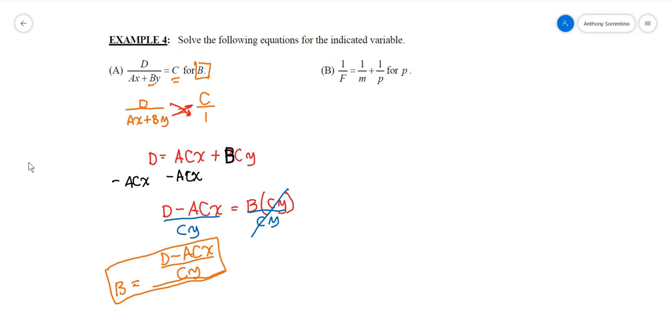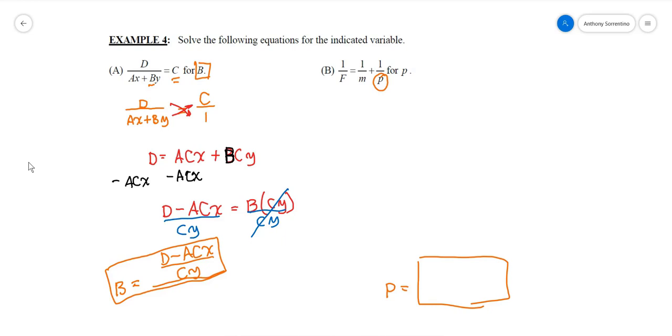Now I want to solve this for p. So basically I want this one right here to be alone on one side. I want p to equal something when all is said and done. So let's work on trying to do this. Trying to get p in the numerator right now is a little complicated because I have a fraction involving p being added to another fraction.